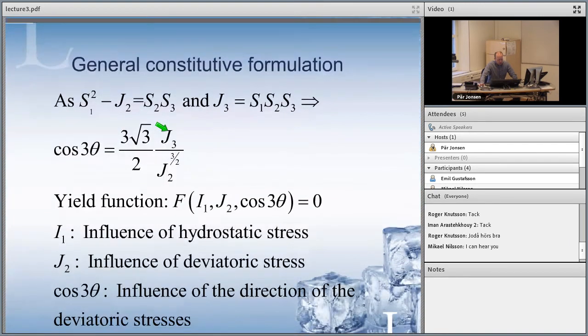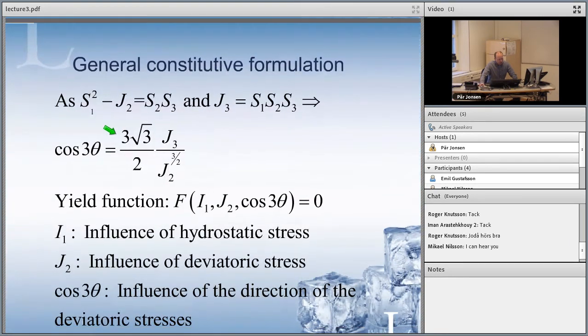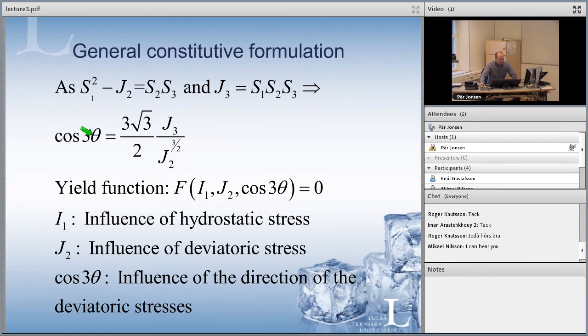And if we take a look at this, can we simplify this a little bit? S1 squared minus J2, and we can show that it is the same as S2 times S3. And we know that J3 is invariant. You can write this invariant like this. You can simplify this expression for cos 3 theta.